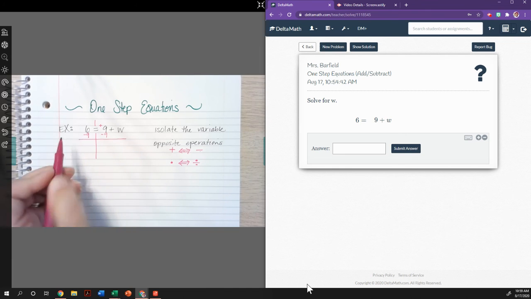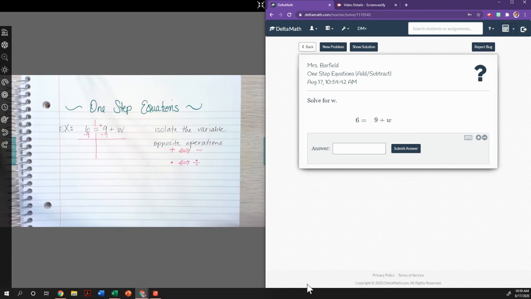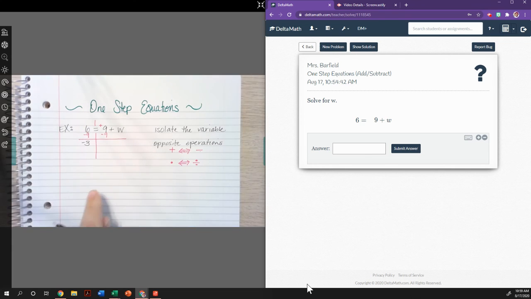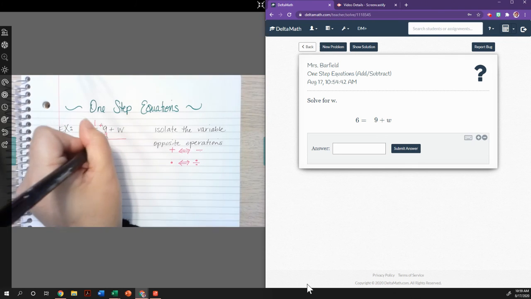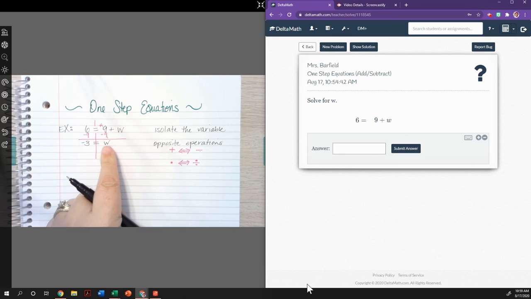So I'm just going to draw a line and I'm just going to simplify down the columns. So 6 minus 9, well, that's -3. 9 minus 9 is 0, so that eliminates. Okay, and then I'm just left with this W. And I'm going to bring down this equal sign. Okay, since W is now by itself, I'm done. Okay, so I know my final answer is W equals -3.